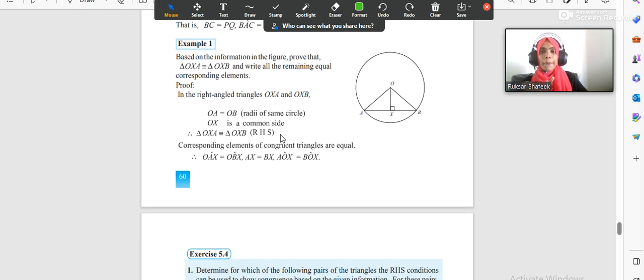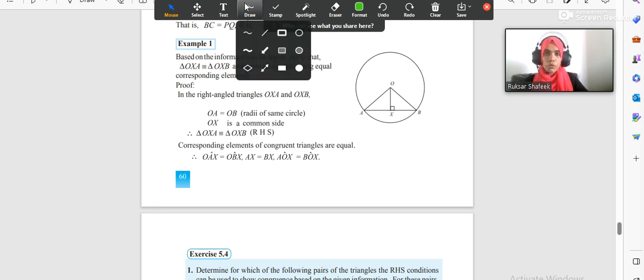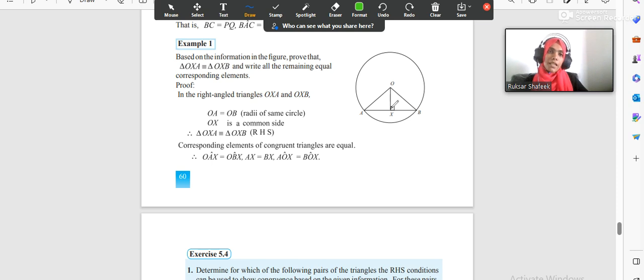Looking at this example, we have a circle with the center O, and we have two triangles there, that is OXA and OXB. That is what we need to prove are congruent. This is 90 degrees, which basically means this is 90 as well, because AB is a straight line. So we have two right angle triangles, one condition is met, and OX is a common side, another condition met. Now the third thing needed is that the hypotenuse should be equal.